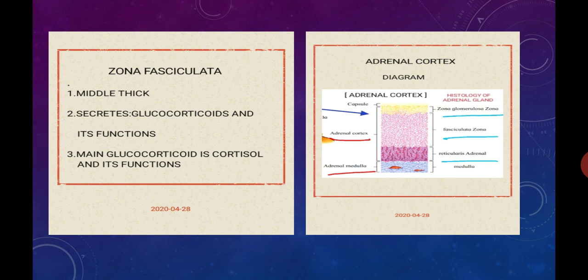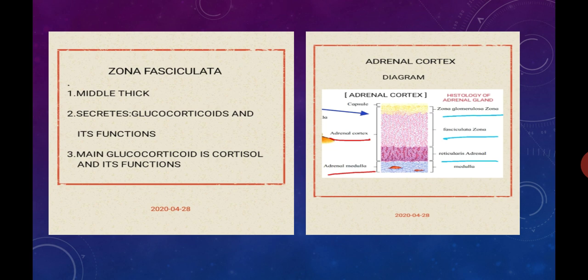Cortisol is the main glucocorticoid, and it performs the following function. Function number 1, it is responsible for the increase in blood sugar level. It is also an immunosuppressive hormone because it suppresses the synthesis of antibodies, and because of this it is used in the treatment of allergy. So this is about the second region of the adrenal cortex, which is zona fasciculata. It is a middle and thick region. It secretes glucocorticoids, and the main glucocorticoid is cortisol.